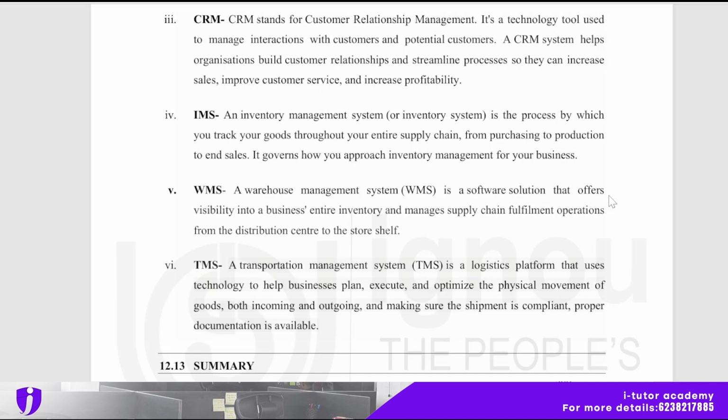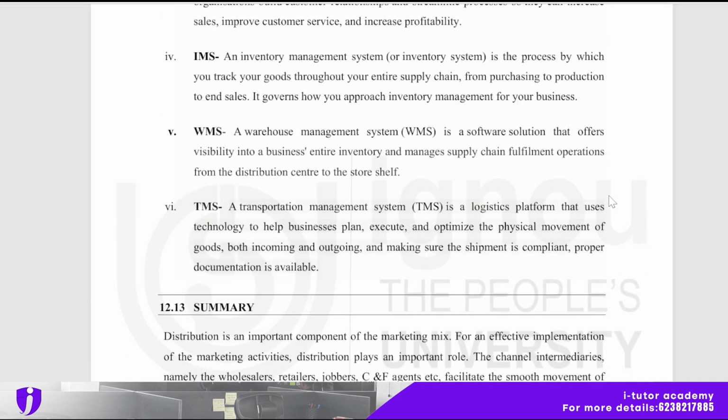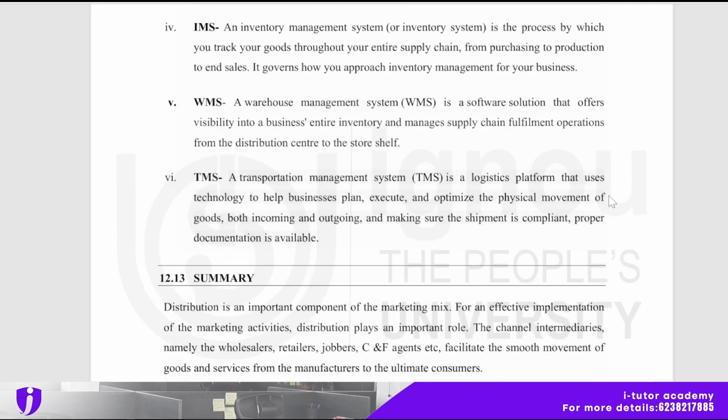IMS is an inventory management system. An inventory system is a process by which you track your goods throughout your entire supply chain, from purchasing to production to end sale. It governs how you approach inventory management for your business. And WMS stands for warehouse management system. WMS is a software solution that offers visibility into a business's entire inventory and manages supply chain fulfillment operations from the distribution center to the store shelf.